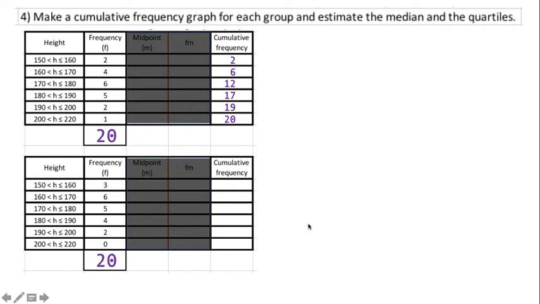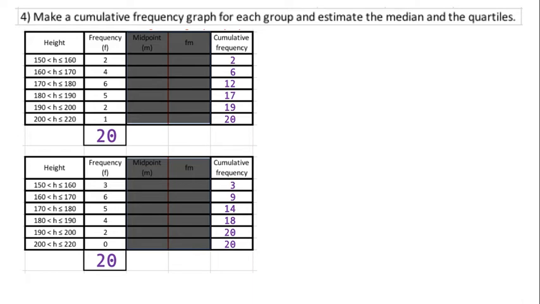And then the next group, so again that's also 20 different people. 3 people at the start makes 3 so far, an extra 6 makes 9, an extra 5 makes 14, an extra 4 makes 18, an extra 2 makes 20, and then the last group with 0 in means we're still at 20. So the cumulative frequency always goes up because you're adding something to the running total all the time.